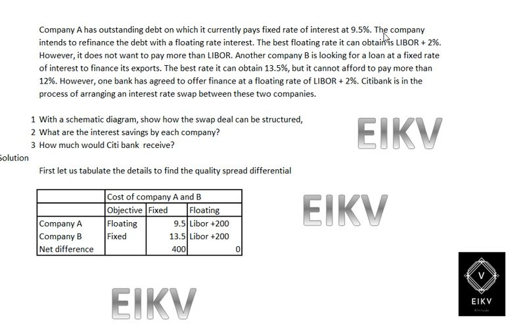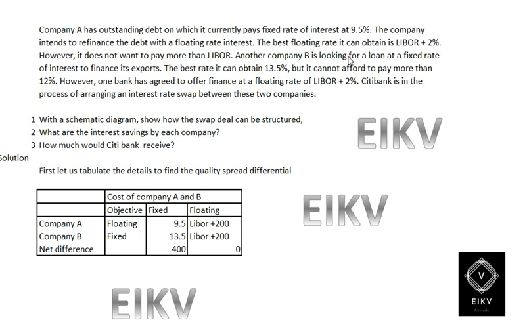In this illustration, company A has an outstanding debt on which it is currently paying a fixed rate of interest at 9.5 percent. The company intends to refinance the debt with a floating rate of interest. The best floating rate it can obtain is LIBOR plus 2 percent. However, it does not want to pay more than LIBOR.